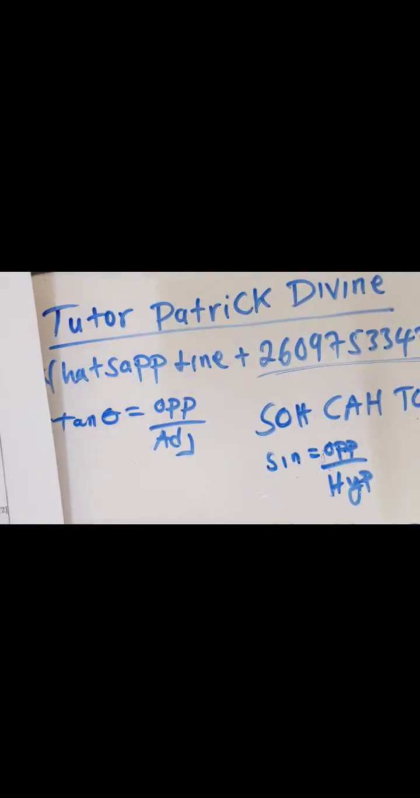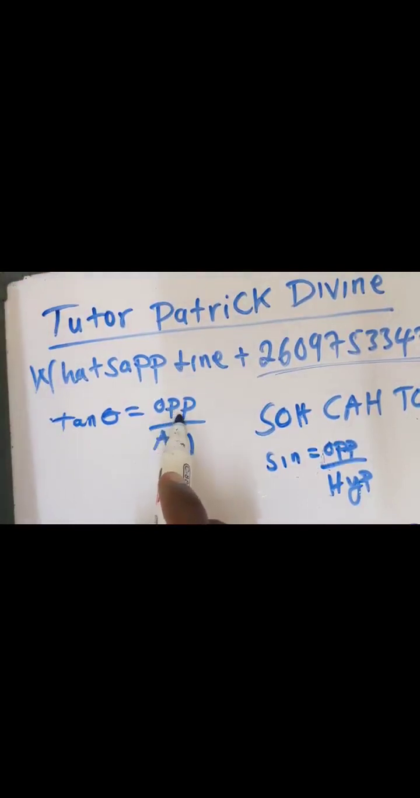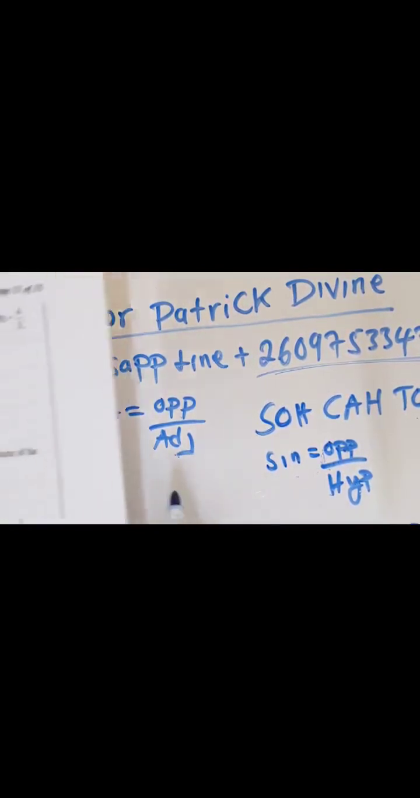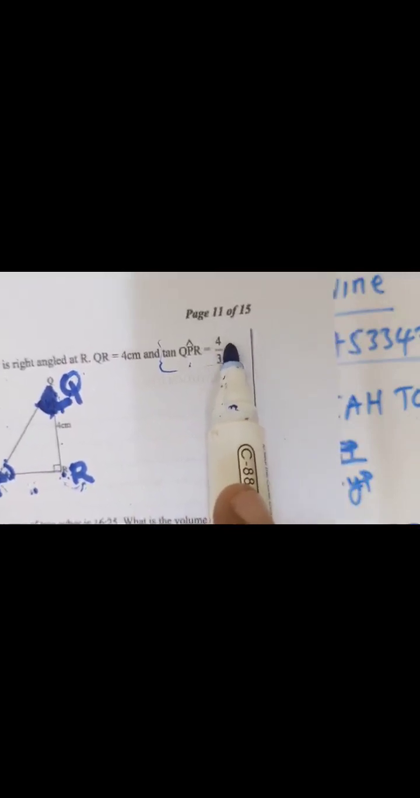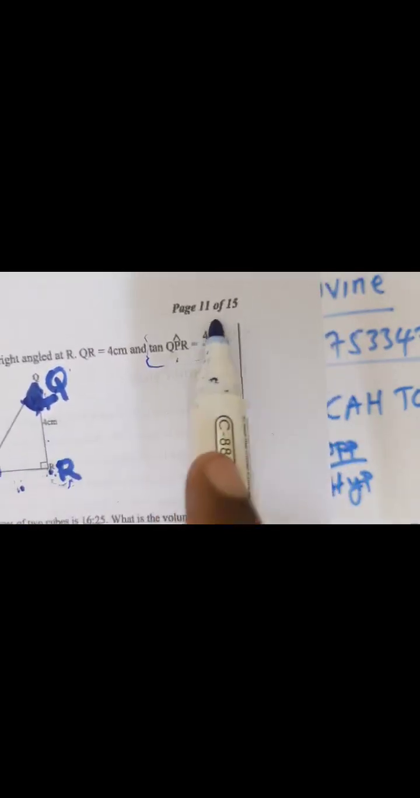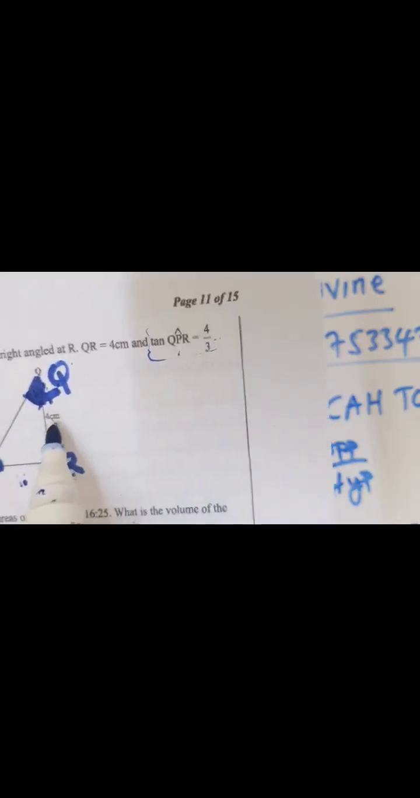Now, let's do this. You need to know that tan is equal to opposite over adjacent. So we are here. Tan is equal to opposite. They have said that it is 4, so that is why the 4 is there. Tan is equal to opposite, which is 4, over adjacent. So it means that the adjacent is 3, because tan is equal to opposite over adjacent.